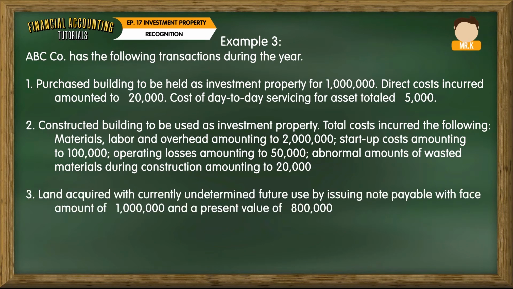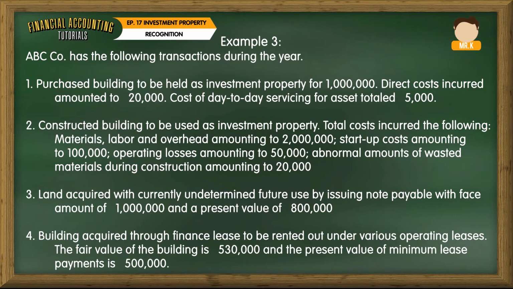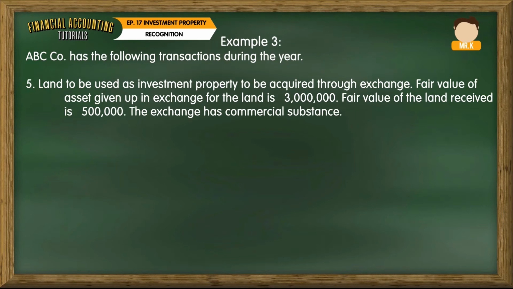Next, land acquired with currently undetermined future use by issuing a note payable with a face amount of 1 million and a present value of 800,000. Building acquired through finance lease to be rented out under various operating leases. The fair value of the building is 530,000 and the present value of minimum lease payments is 500,000. Land to be used as investment property to be acquired through exchange.